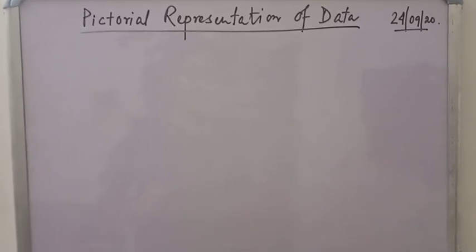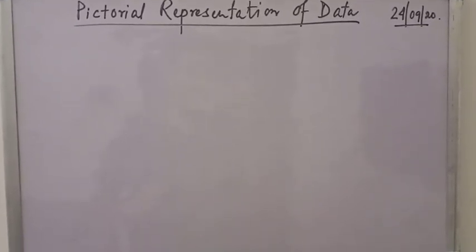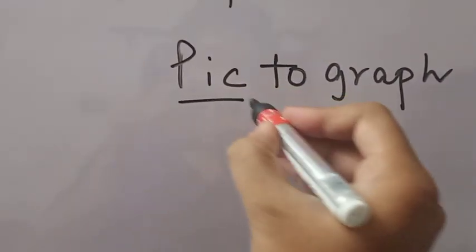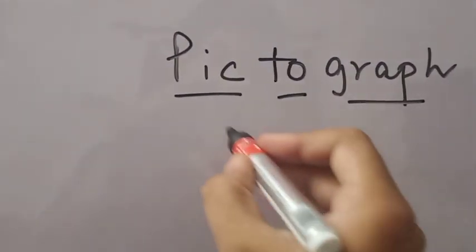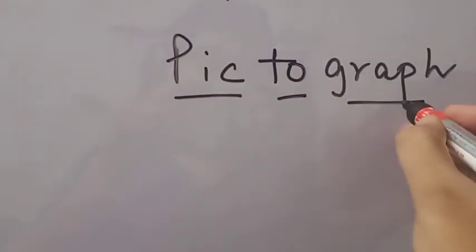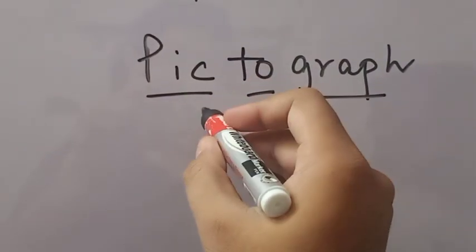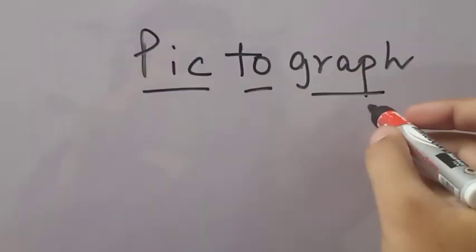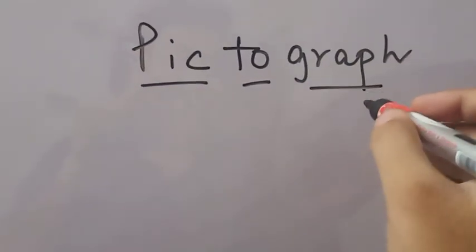Now see that. Pictograph means pic to graph. That means picture to graph or graph to picture. If some data is given, then you have to represent this by pictures on the graph paper. Okay, but we are not using graph paper this time. We are using only pictures for representing this data.